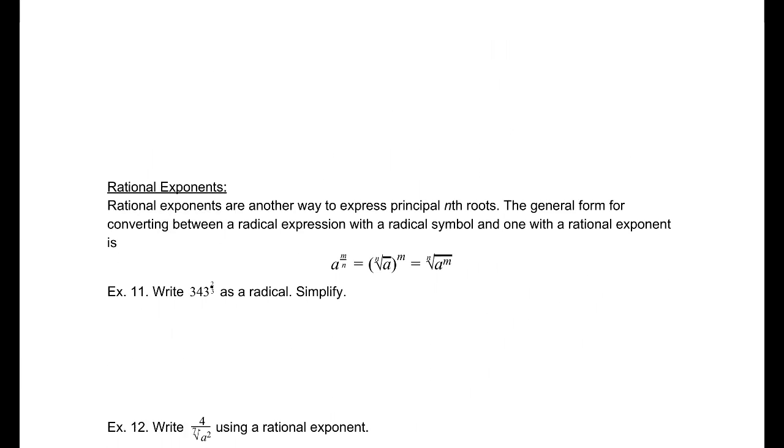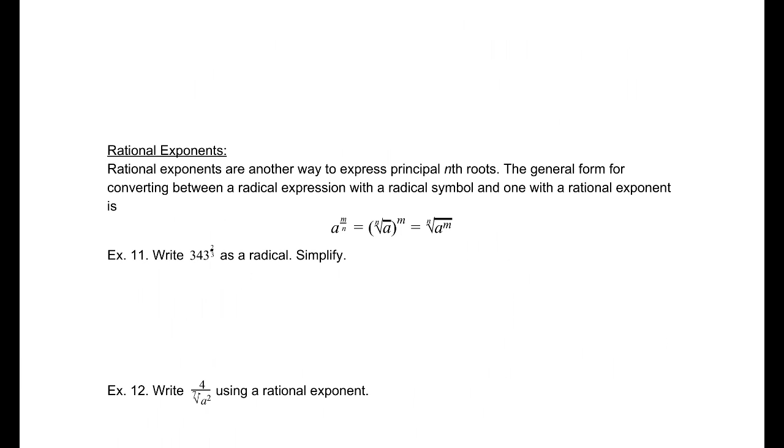Next we have rational expressions, or rational exponents. Rational exponents are another way to express the principal nth root. The general form for converting between a radical expression with a radical symbol and one with a rational exponent is a to the m divided by n is the nth root of a raised to the mth power, and that's also the same as the nth root of a to the m. This is where I said the exponent properties is where we were having those, our product rule and quotient rule. Okay, this is how our exponents relate to this.